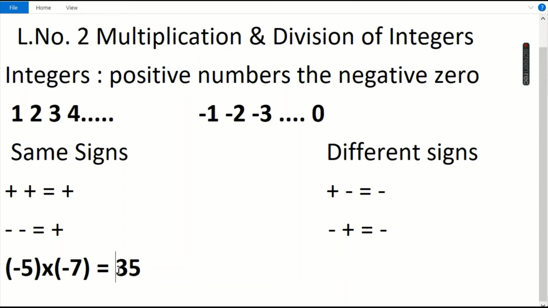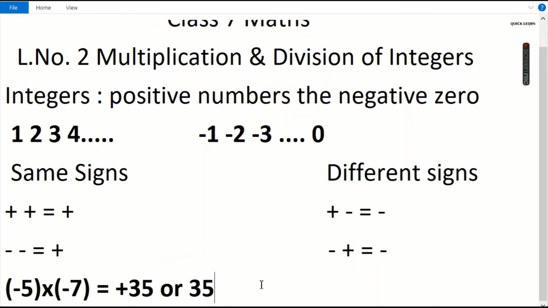Now for the answer, to put the sign, we need to see here. You see two same signs, this is minus and this is minus, they both are the same sign, so the answer will be positive, plus 35. If you write plus 35 or 35, the answer is correct, but the most preferred one is 35. We will see one more example.